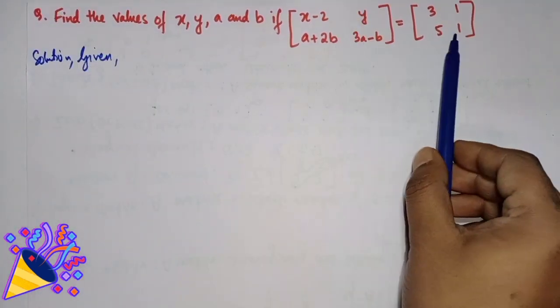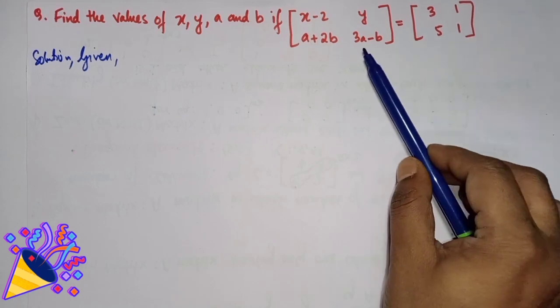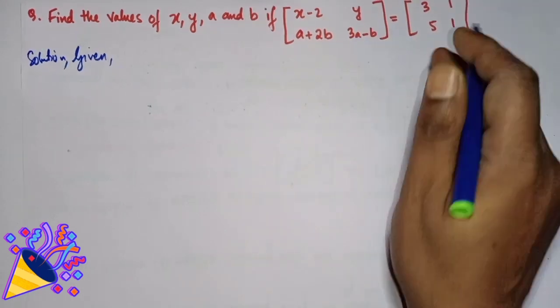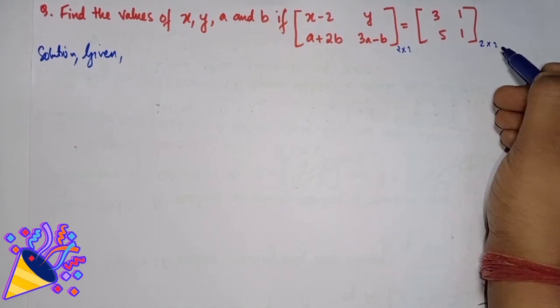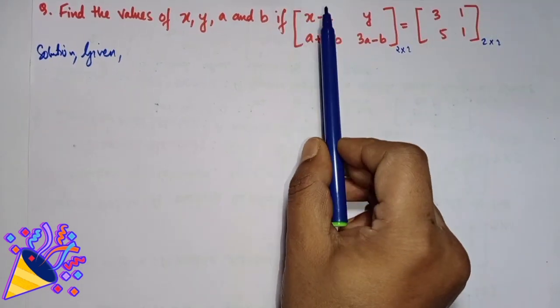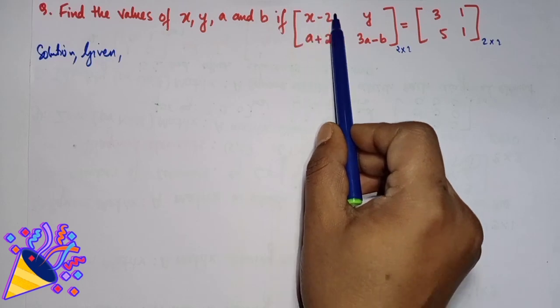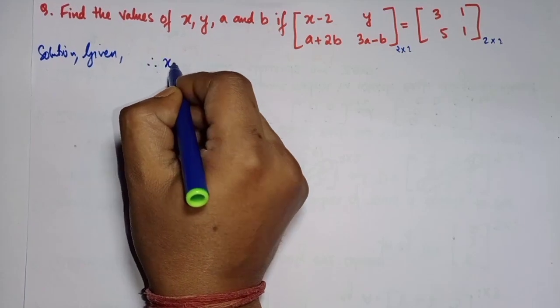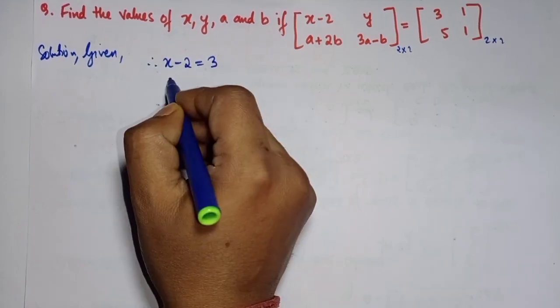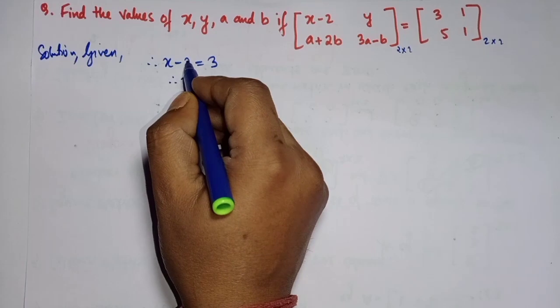So if these two matrices are equal, obviously their orders are the same. The order of this matrix is 2 by 2, and this is also 2 by 2. It's a square matrix. Now the corresponding elements should be equal. That means x minus 2 should be equal to 3. So I can write x minus 2 is equal to 3. Therefore x equals 3 plus 2.